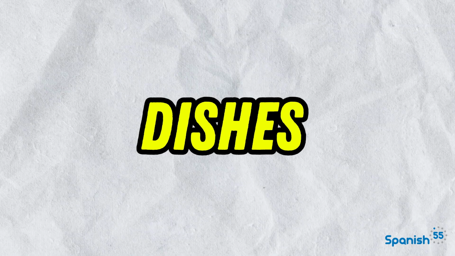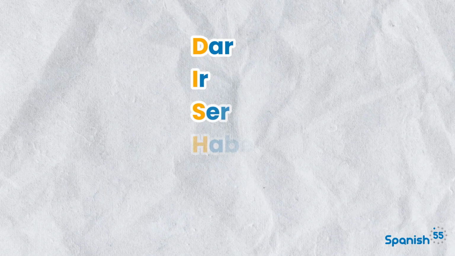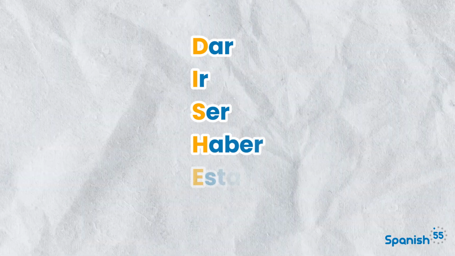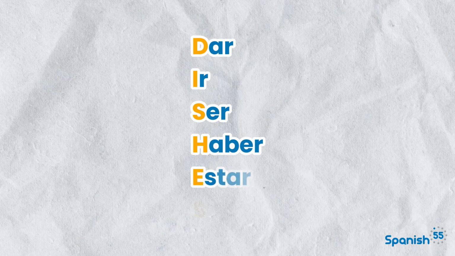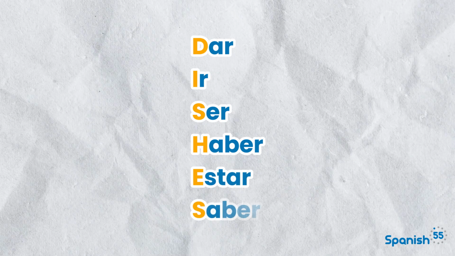Perfecto. Now let's look at completely irregular verbs. Do you remember what acronym we can use to remember them? It's something that a lot of us don't like doing. Dishes, really good. Here, D stands for dar, I for ir, S for ser, H for haber, E for estar, and S for saber.